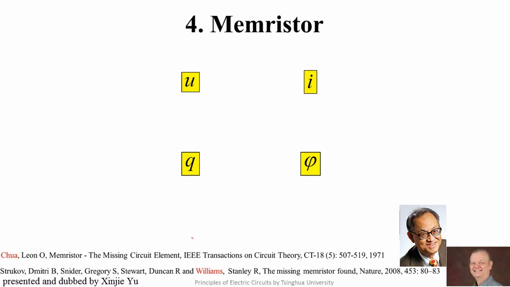In the last part of this lecture, we will discuss the relationship between the four basic physical quantities of the circuit, that is, voltage, current, charge, and flux. As we know, if voltage and current are in an algebraic relationship, it represents a resistor. Of course, U is equal to R times I when they are linear.